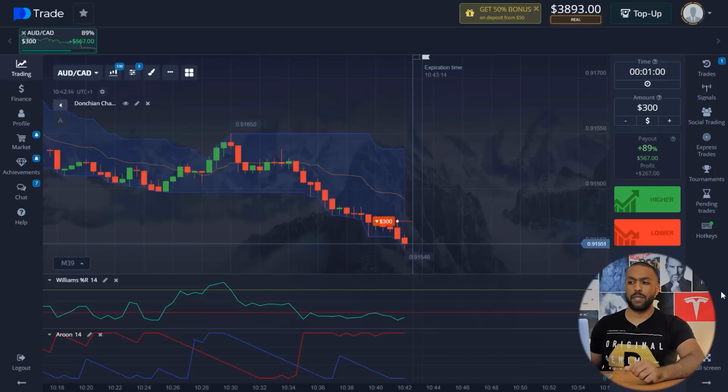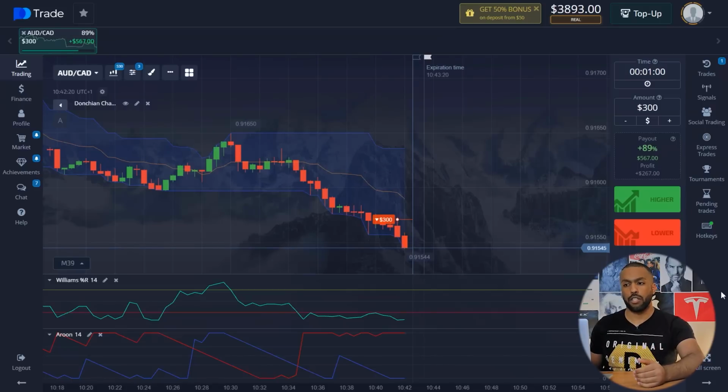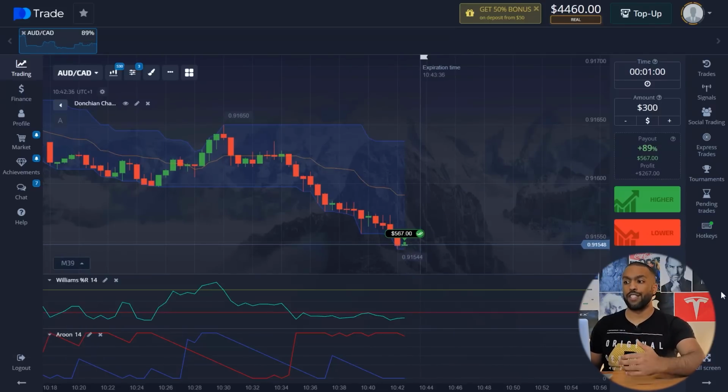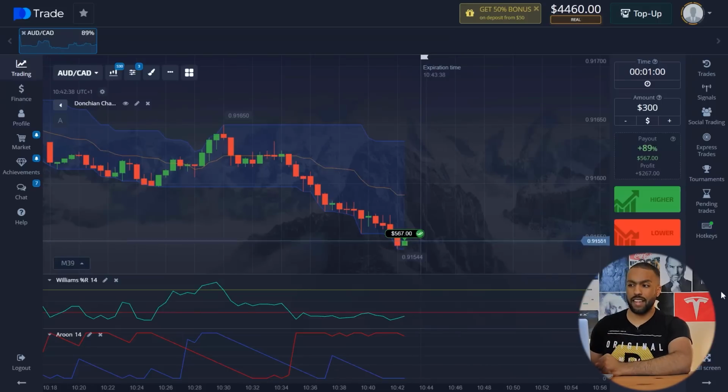But besides my predictions, there was a clear signal. The red line of the Aroon indicator was near the level of 100, while the blue line is at the 0 level. Such a combination is a clear signal of a possible decline in price. As you can see, the indicators did not let me down. The price is declining, and my trade closed in profit, adding $267 to my account. I think that's a nice profit.